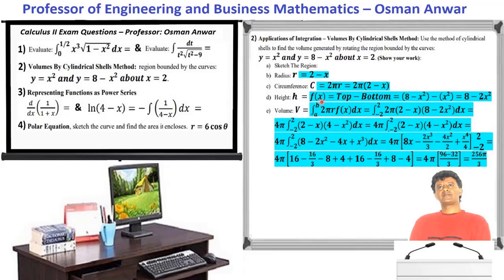The height is f of x, which is the top curve minus the bottom curve. So when you do that, the height is 8 minus 2x squared. Then the volume is just the integral from a to b of 2 pi r f of x dx. So that is from minus 2 to 2, 2 pi times r, which is 2 minus x, and f of x is 8 minus 2x squared dx. When you integrate this, we'll end up with 256 pi over 3.